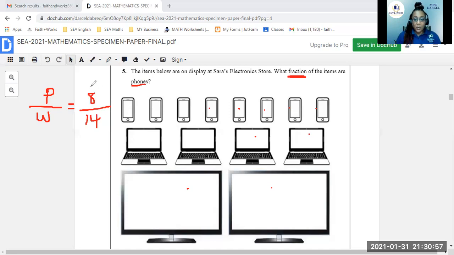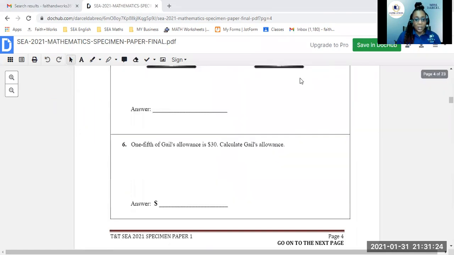All right. Of course, we must always reduce to the simplest terms. So let's use 2. Whatever we do to the bottom, we do to the top. So 2 into 14, 7. 2 into 8, 4. So our final answer, 4 over 7. Okay, great. Let's go on. On to the next one.